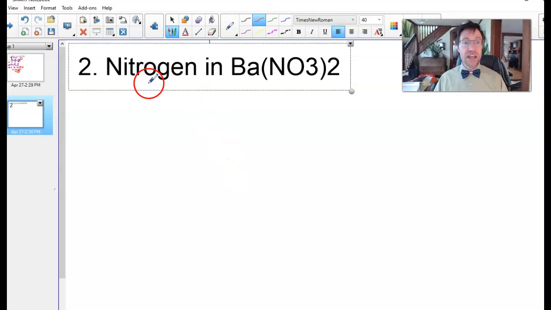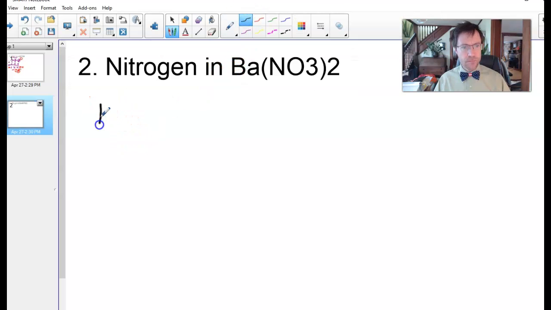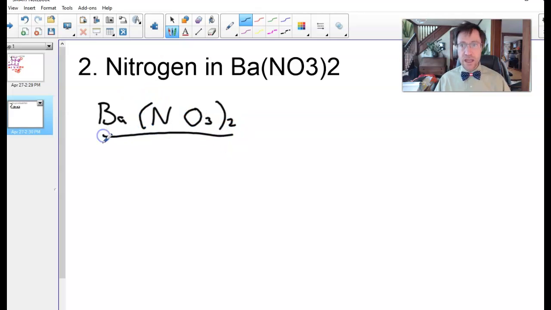For this one, we've got nitrogen in barium nitrate, Ba(NO3)2. All right, so first thing I'm going to do is write out the whole thing. Okay, and now we write down the numbers. I chose this one because it's going to be a little bit spicy, because look, we have a polyatomic ion, we have parentheses, we got a lot of stuff going on. But we can figure it out.